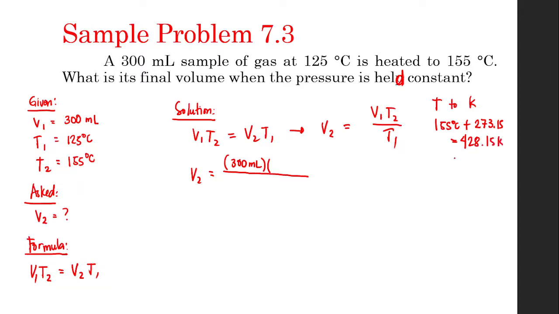428.15 Kelvin. The same thing, you have your 125 degrees Celsius plus 273.15, or that is equivalent to 398.15 Kelvin. So your 155 is now 428.15 Kelvin. And lastly, multiply that from your original temperature, which is 398.15 Kelvin.